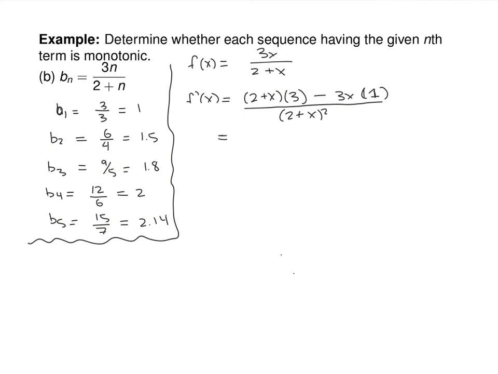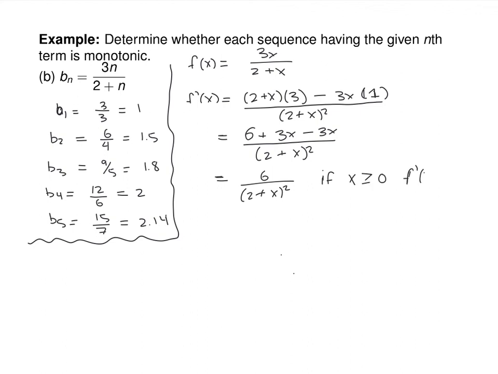So simplifying slightly, this is 6 plus 3x minus 3x over (2 plus x) quantity squared, or 6 over (2 plus x) squared. Now for sequences, we only care about positive x's because the only numbers we plug into sequences are positive n's. So in this case, if your x is bigger than or equal to 0, does it make sense that f prime of x is always positive? You think about that, you take some number, you add 2 to it, and then you square it. That makes a positive number.